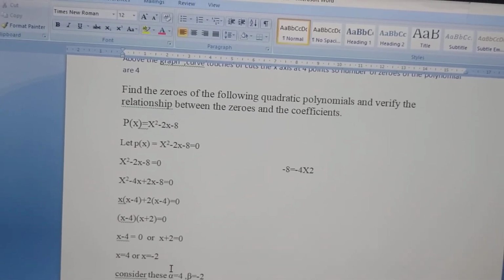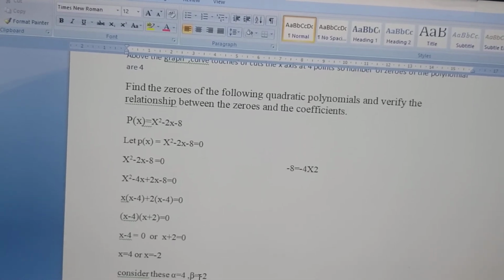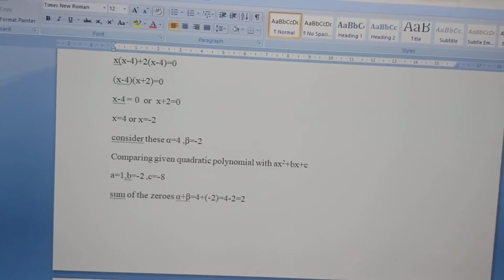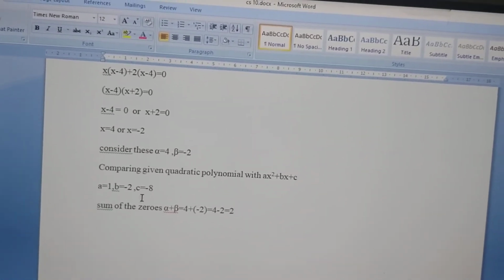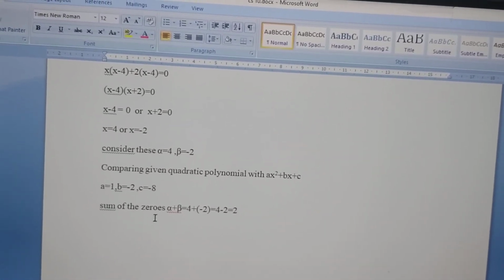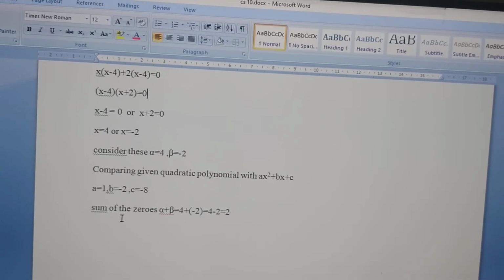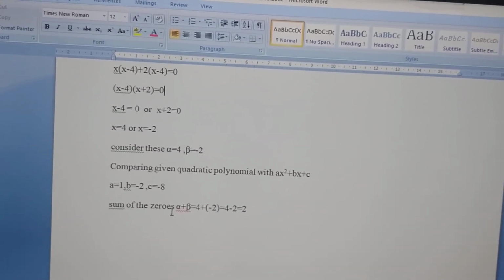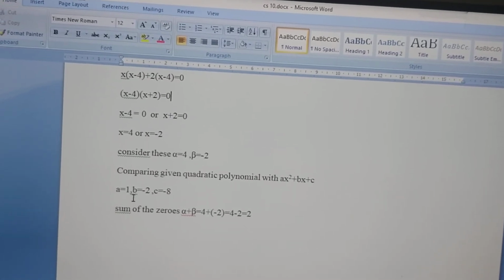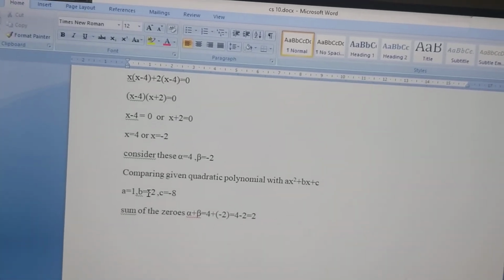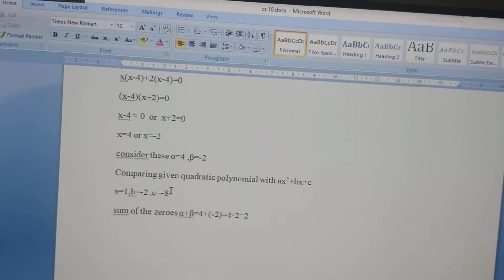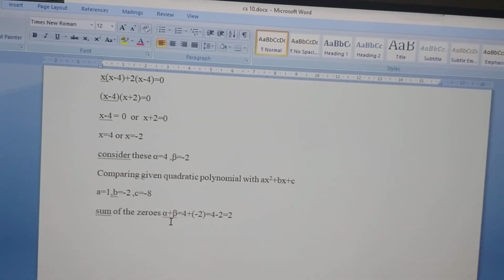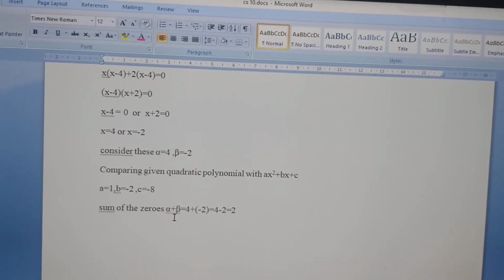I am considering these two roots as alpha and beta. So alpha value I am taking 4 and beta value minus 2. The given polynomial I am equating with the quadratic polynomial ax square plus bx plus c. So a value 1, b value minus 2, c value minus 8. a is nothing but the x square coefficient, b is the x coefficient, c is the constant.